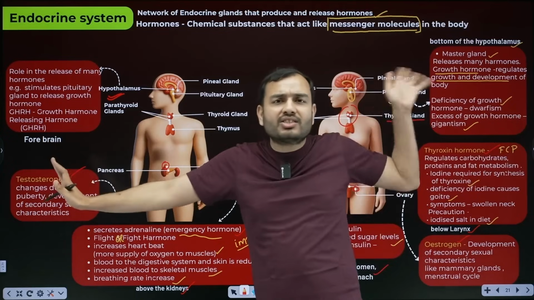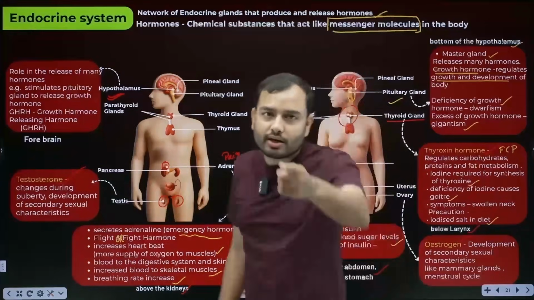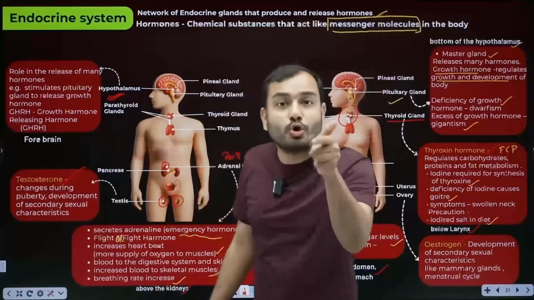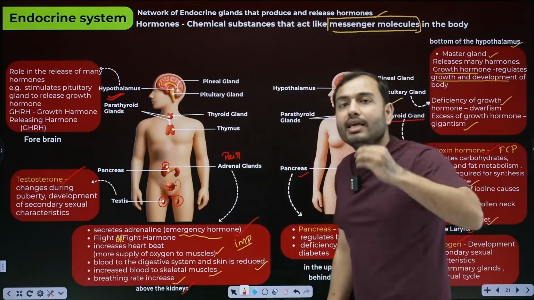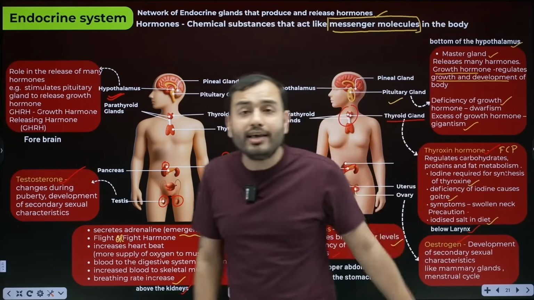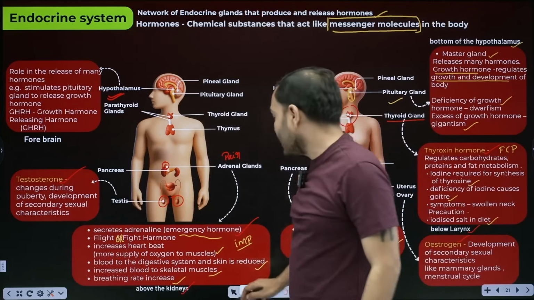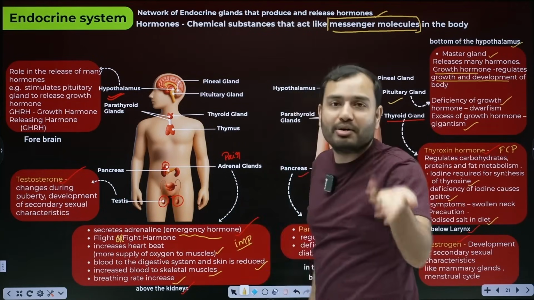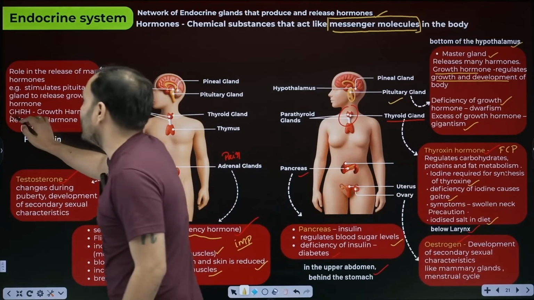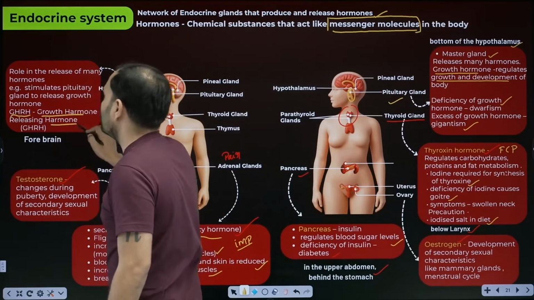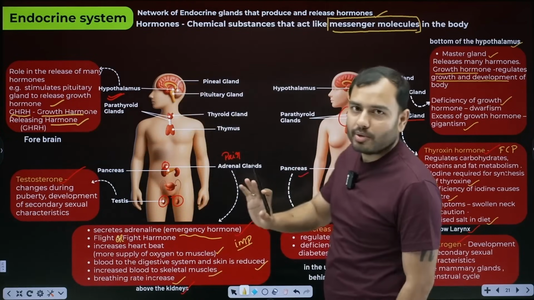If the pituitary gland is the master, then the hypothalamus is the grandfather. Because it releases a hormone that goes and tells the pituitary gland to release growth hormone. The hormone that releases growth hormone is GHRH, growth hormone releasing hormone, which stimulates the pituitary gland to release growth hormone. This is its most important hormone.